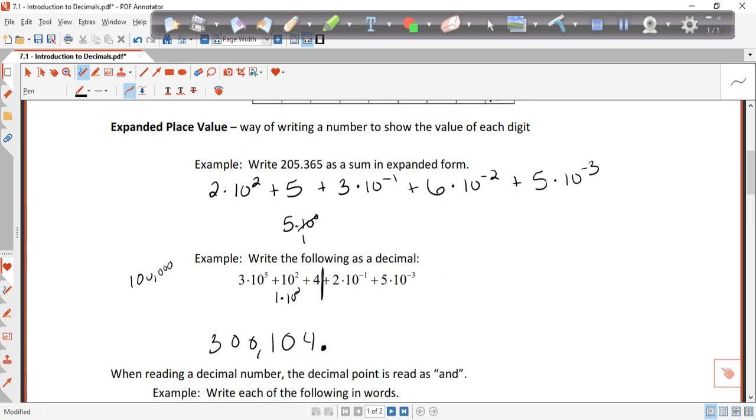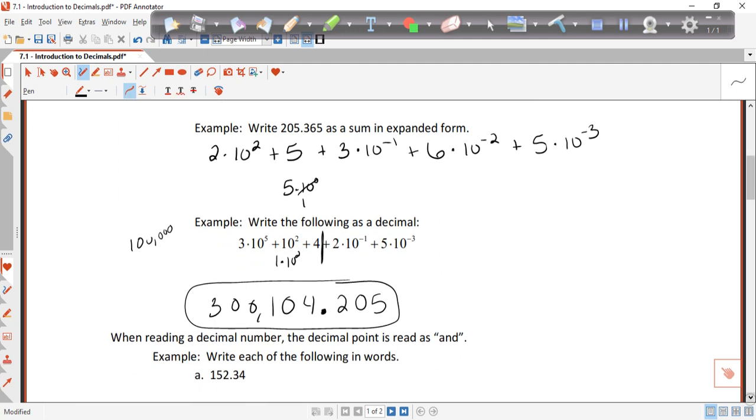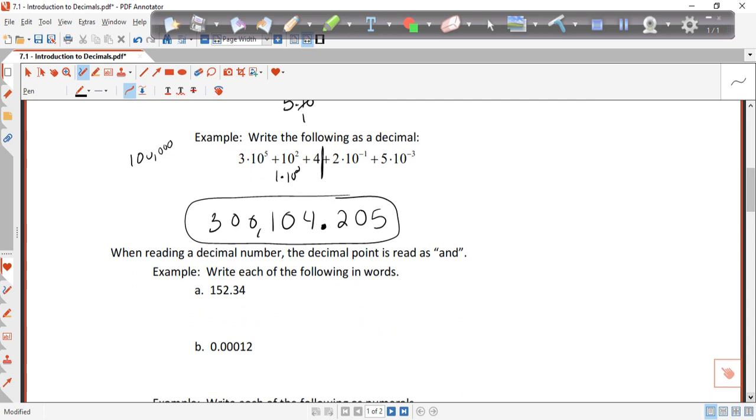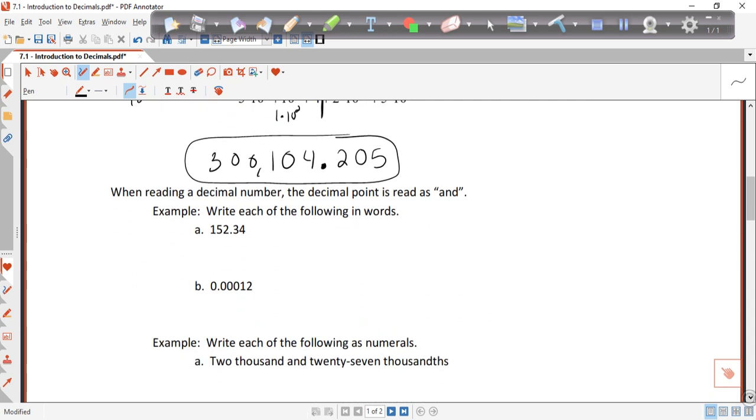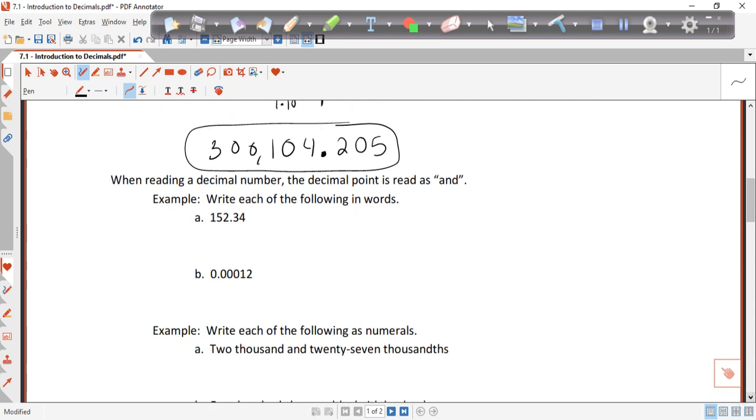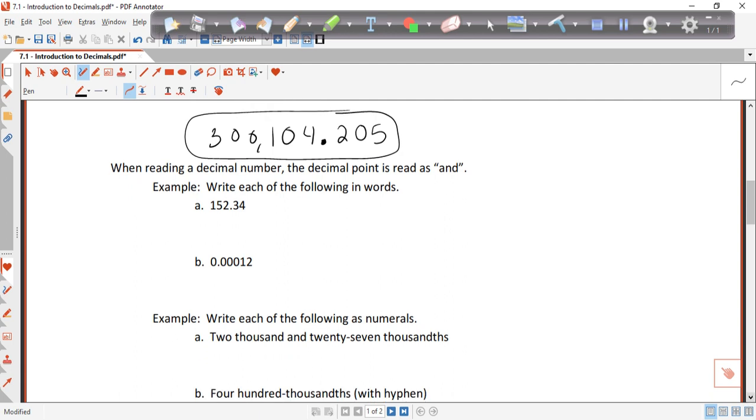Then going to the right of the decimal, 2 is in the first decimal place, and 5 is in the third decimal place. When reading a decimal number, the decimal is read as the word and. Now, many people will say 232 and as 232, but it's not quite correct. From now on, I want you to only use the and if there is a decimal place.